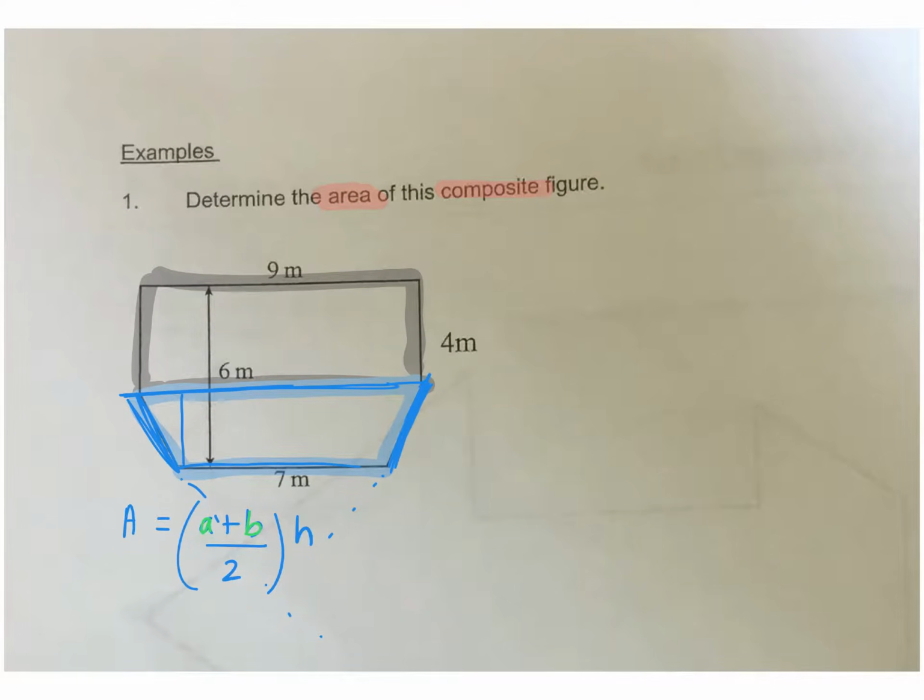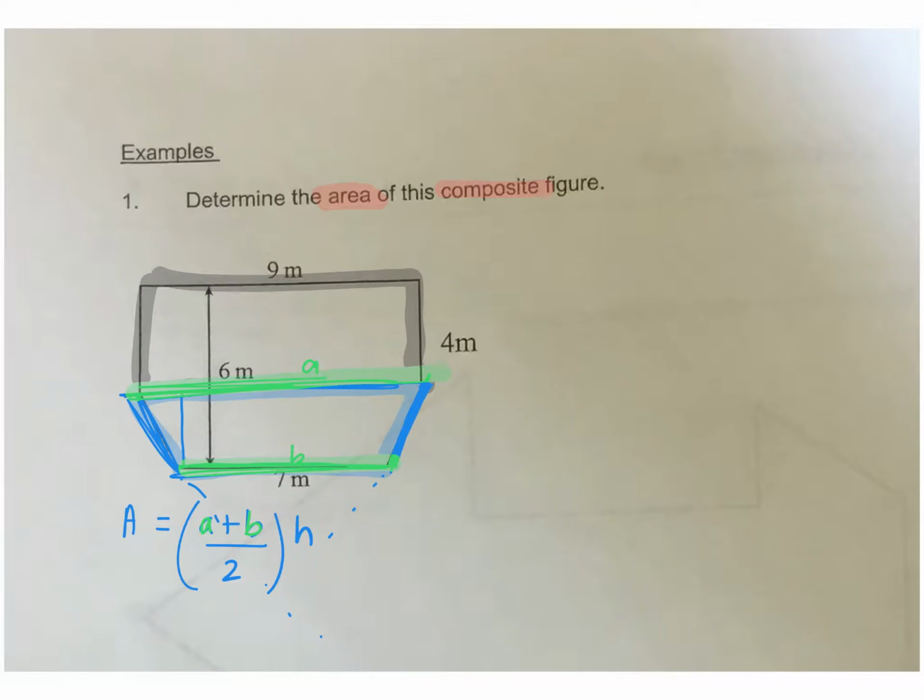Is this line parallel to this line? These two lines, 1 and 2, are those lines parallel? Yes, so you label those as A and B. It doesn't matter which one you call A and which one you call B, but let's call this A and we'll call this B, okay?